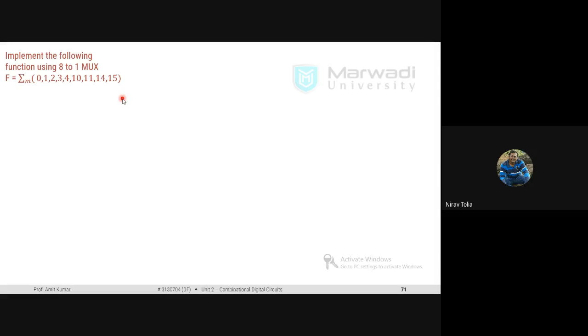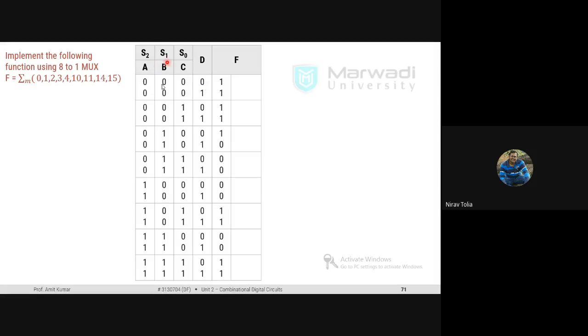So what are we doing? How can we implement this? Do not focus on the 8 cross 1 mux for now. Just write the table from 0 to 16. This is our input A, B, C, D. We require 4 inputs to write down from 0 to 16, 0, 0, 0, 0, 0, 0, 0, 1 up to 1, 1, 1, 1. But for an 8 cross 1 mux we only have 3 select lines. So the first 3, A, B, C, are our select lines, S0, S1, and S2.